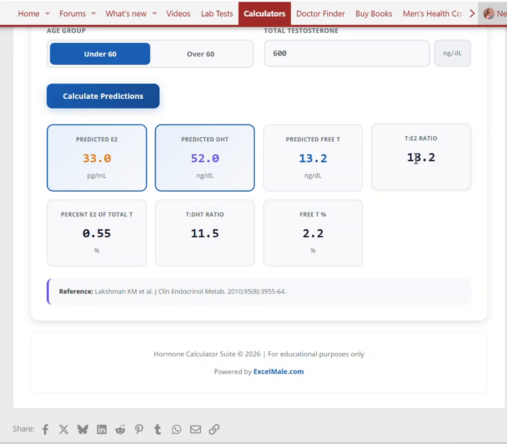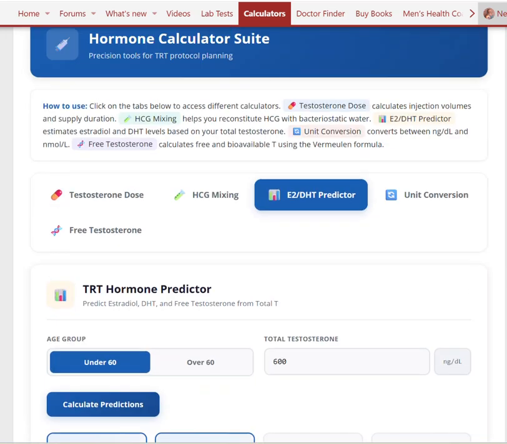18, which is not bad. Some studies have found that TE ratios over 11 to 14 are healthy. Anything under that is only seen in men with low fertility rates. But anyways, the total estradiol percent from total testosterone is only 0.55%. People think estradiol is a big proportion of total testosterone. It is not. So anyways, that's for this calculator.